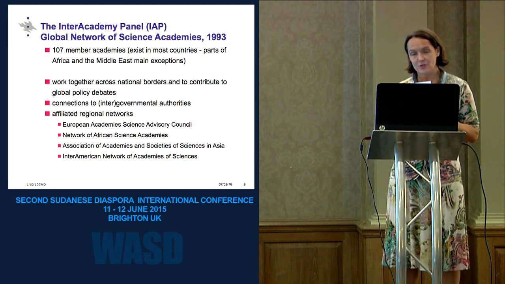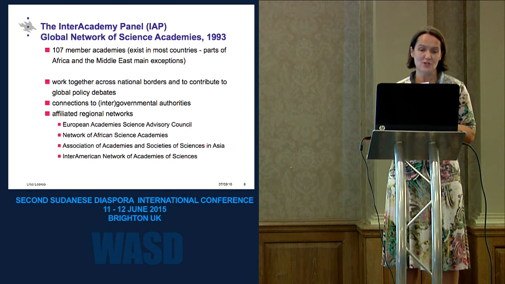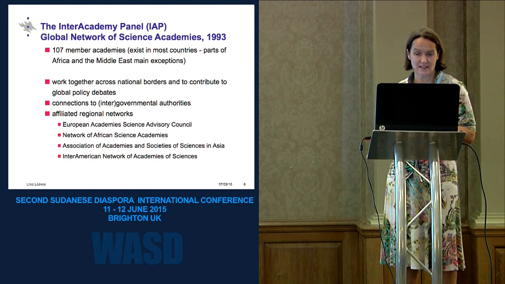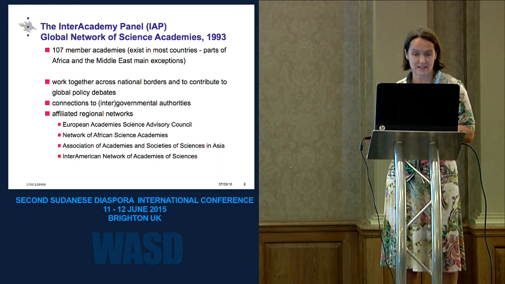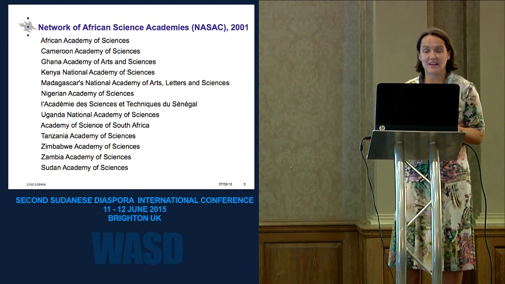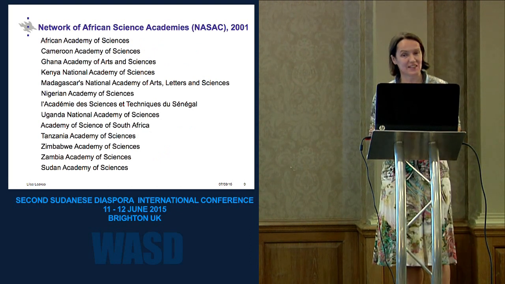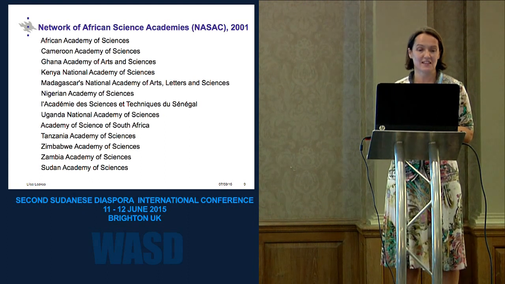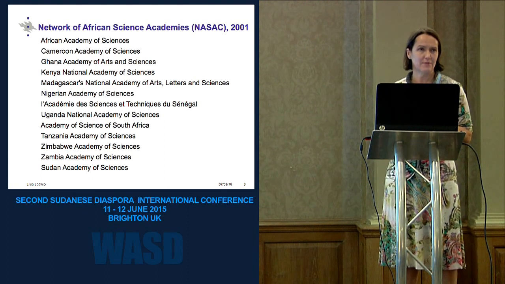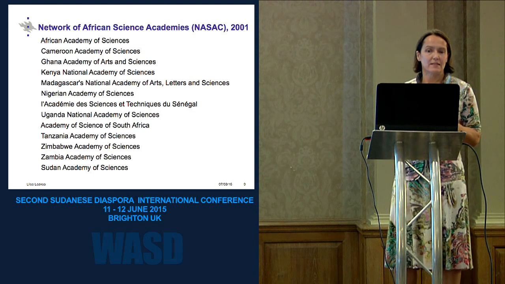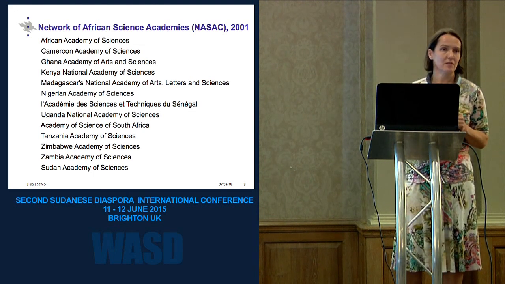And it has structured its work so that there are regional networks, European academies, Science Advisory Council, network of African science academies, Association of Academies and Societies of Sciences in Asia, and Inter-American Network of Academies of Sciences. I just picked this network of African science academies and looked at its members. I think that this list might include all the African states which do have National Academy of Sciences. And in addition, there is African Academy of Sciences.